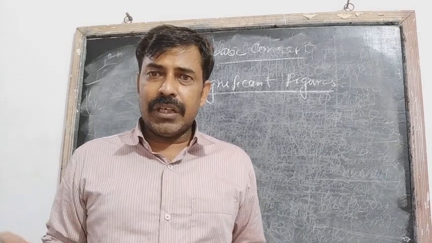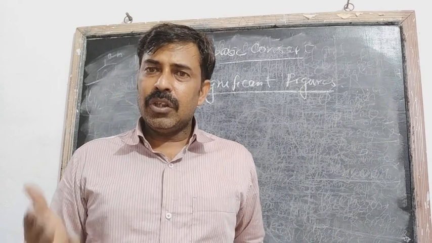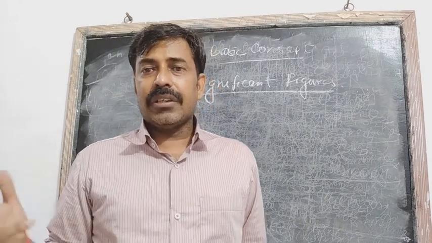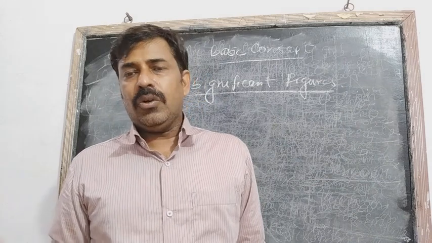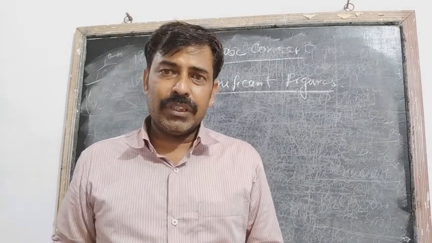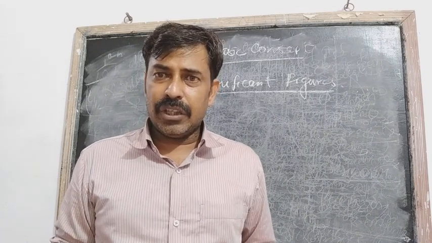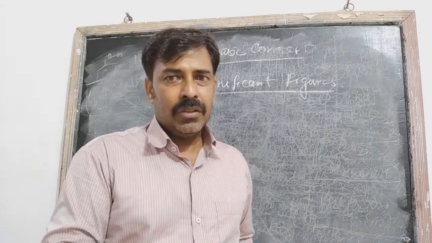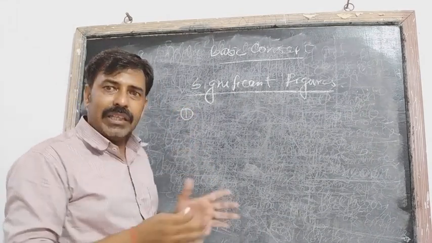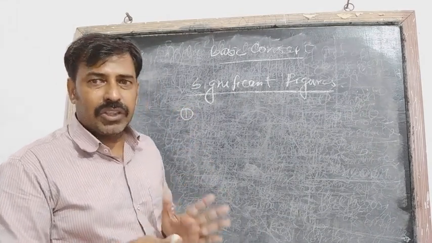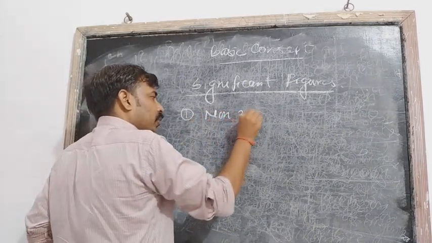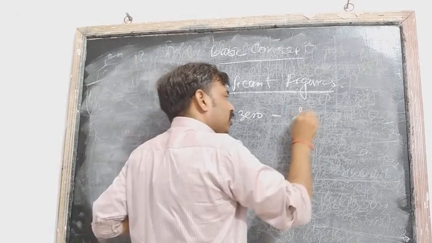And among these 10 digits, the first digit is 0 and all the remaining 9 digits are considered non-zero. So on the basis of zero and non-zero, which digit will be significant and which will be non-significant, we are seeing here. The first one: all the non-zero digits are significant figures. So if it is non-zero, it must be significant.